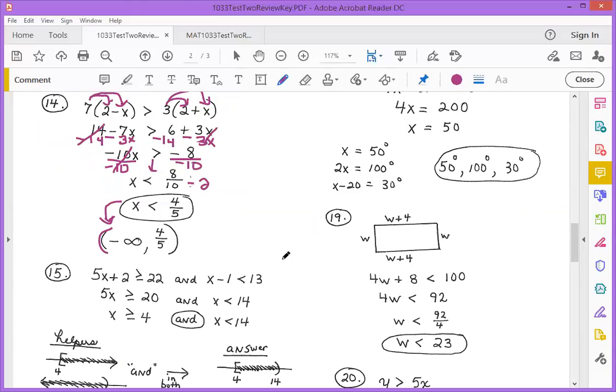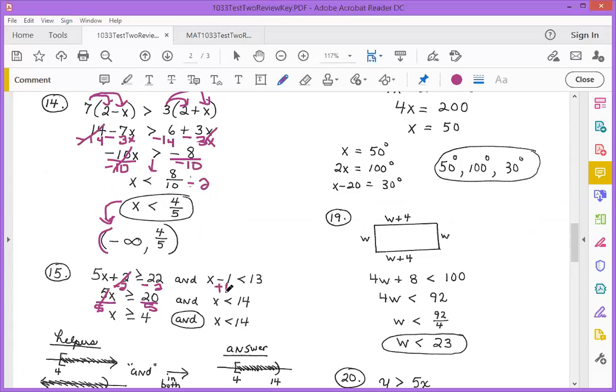What you notice for number 15 is now we have two separate inequalities that are separated by "and." We're going to solve the inequalities separately. The inequality on the left, 5x plus 2 greater than or equal to 22, we solve by subtracting 2 from both sides first. We'll have 5x greater than or equal to 20, and then we divide by 5. x greater than or equal to 4. So this is the solution to the inequality on the left side.